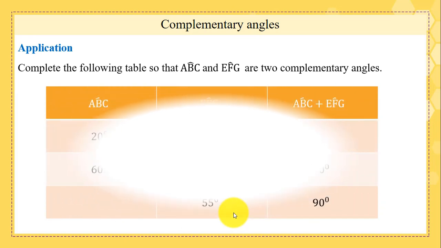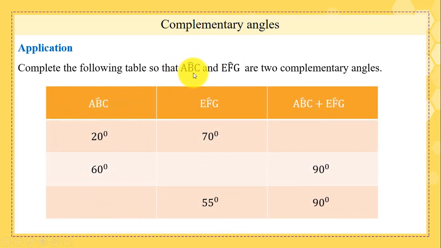Application: complete the following table so that ABC and EFG are two complementary angles. Please pause the video and try to solve it alone. Remember that the sum of two complementary angles is 90.